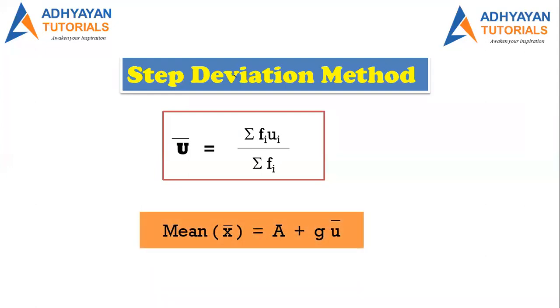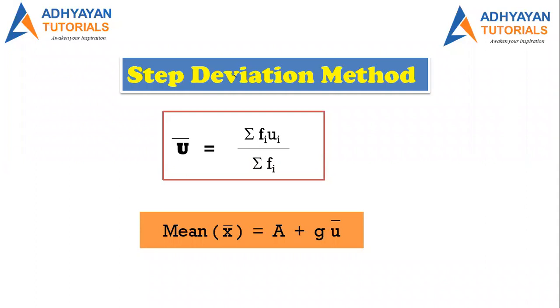X bar next, and the formula for mean X bar is equal to A plus G U bar. Now, what is G here? We are already aware of what is A. U bar we know how to find out from the previous formula. G actually stands for the GCD of all the Xi. But I will give you a beautiful method to find out G as well.